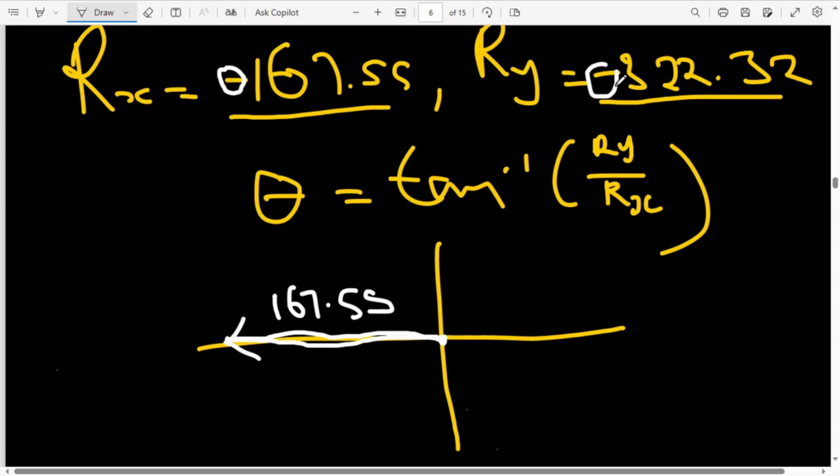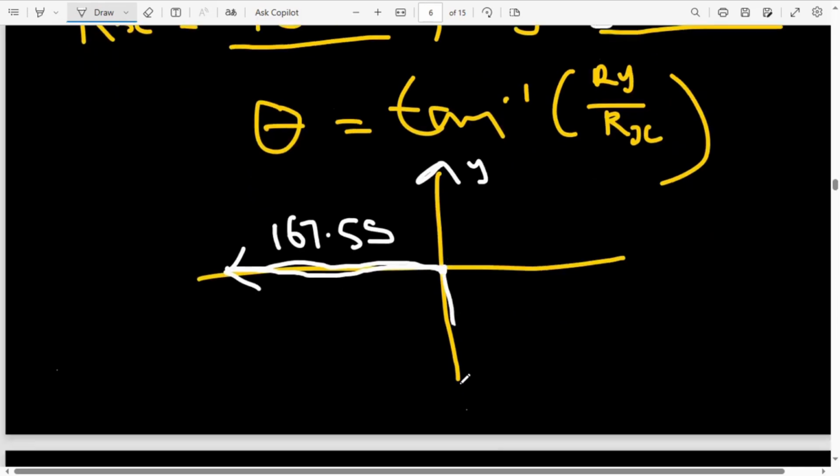If it has a minus, it means it cannot go up, because up there we have positive values. So it will go down like this. So this is my y component, and the value that it has is 322.32. Notice that I've not written the negative, because the negative is shown by this arrow.